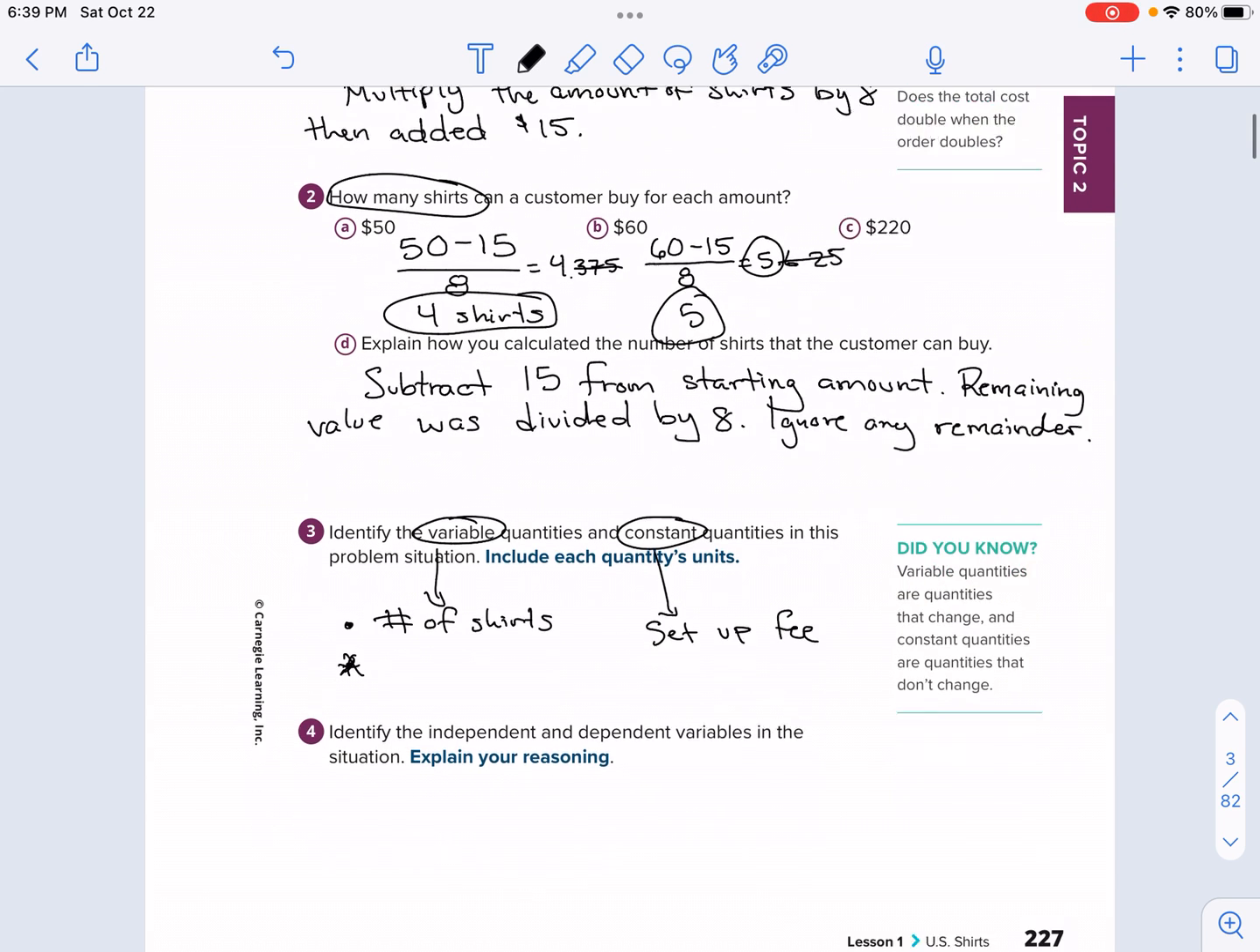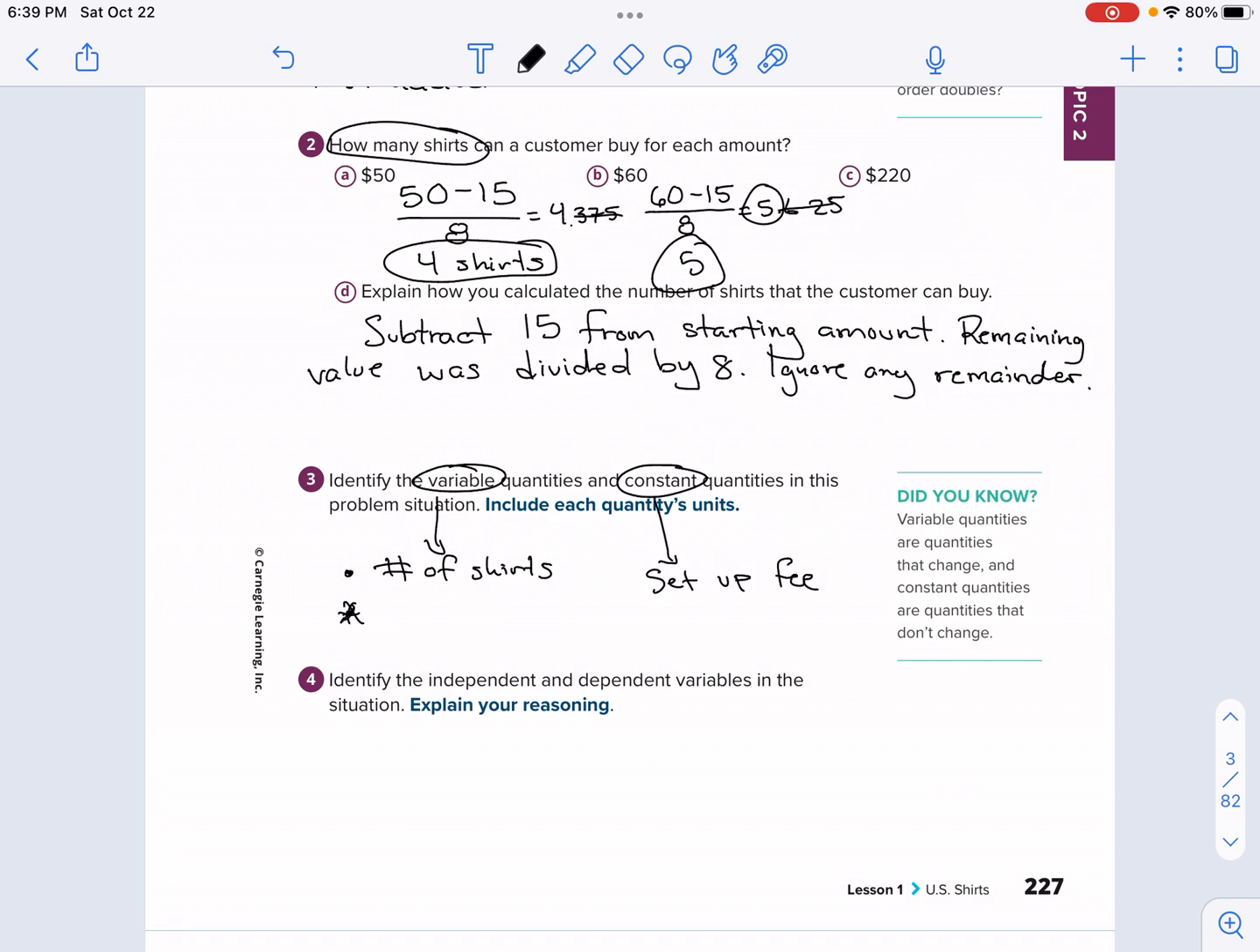Number 4, identify the independent and dependent variables. So there are some things that vary here. The independent variable, I'll put IND, is the number of shirts that you purchase. That's the independent. Nothing really affects that. The dependent variable, the thing that is affected by the number of shirts that you want, is the total cost. Right? So total cost depends on the number of shirts you decide to buy, or the number of shirts you decide to buy affects the total cost.